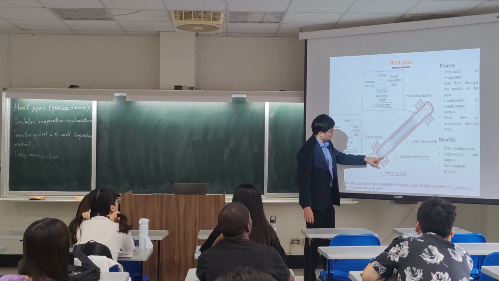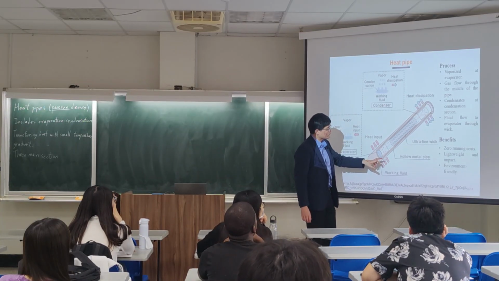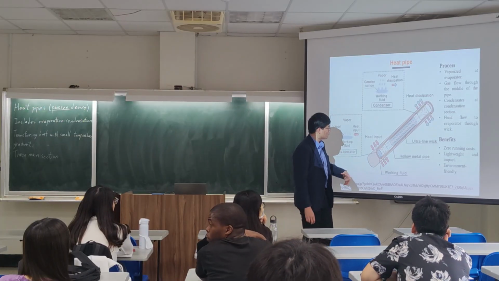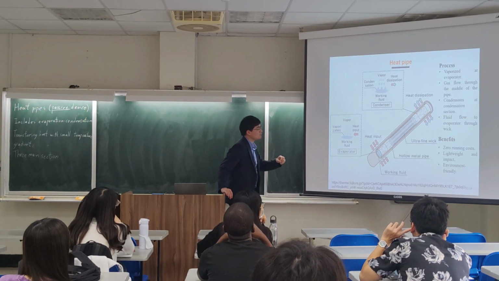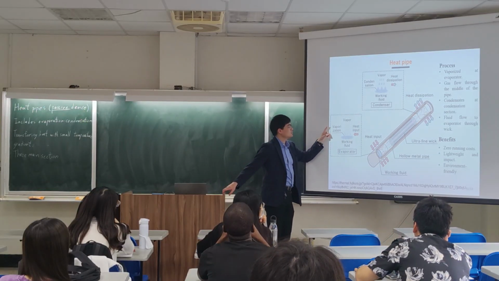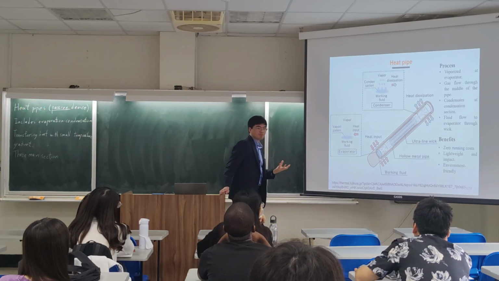The working liquid inside the wick, which will be mentioned later, on this end will evaporate, because this end serves as the evaporator. The heat input causes vaporization, so the working fluid evaporates. So what happens when it evaporates?